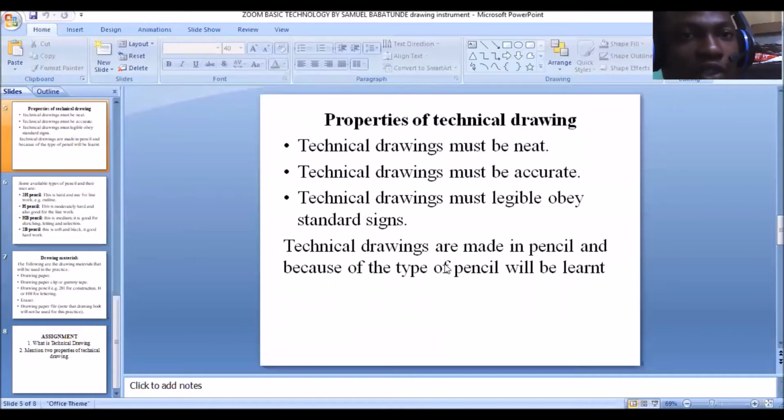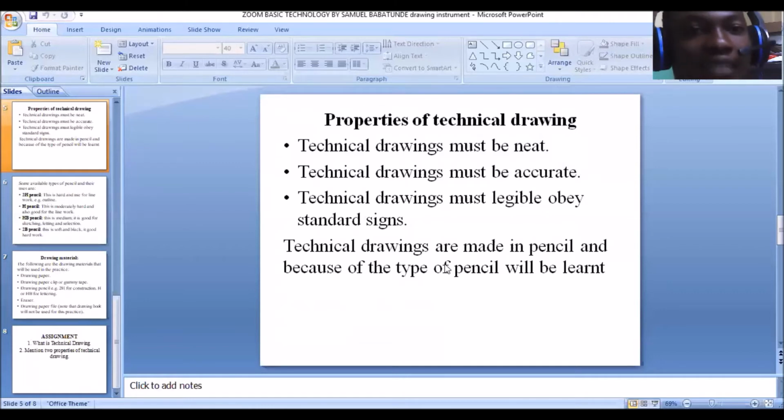Our drawings in technology, which we refer to as technical drawing, must be made in pencil. But the pencil we use in technical drawing is quite different from the pencils we use in our arts, because in a technical drawing, our drawing must be legible. It must be neat and accurate. We don't want any rough drawing. We want our drawing to be accurate, legible, and neat. So the type of pencil we use is actually what's important. And that is why we're going to be studying the examples of pencils that are used in technical drawing.